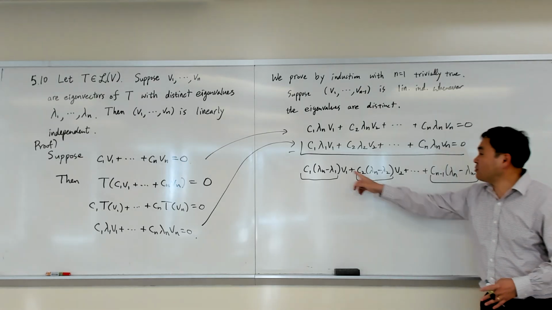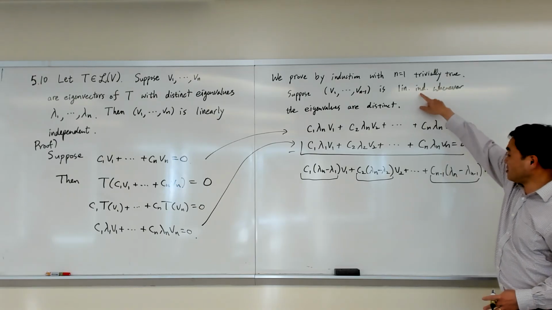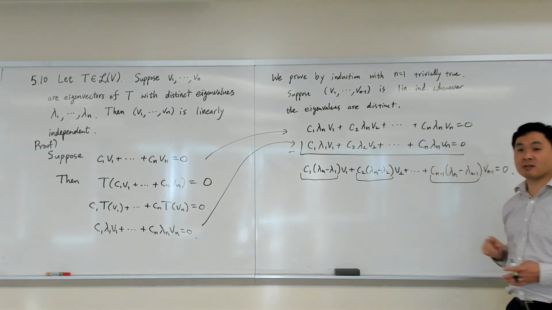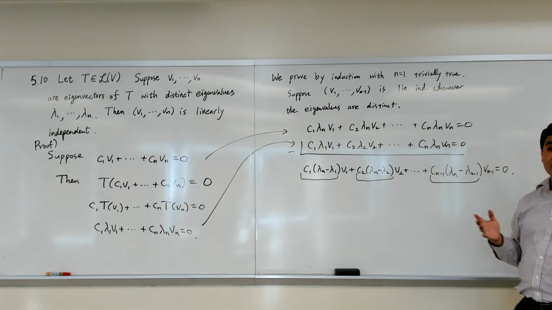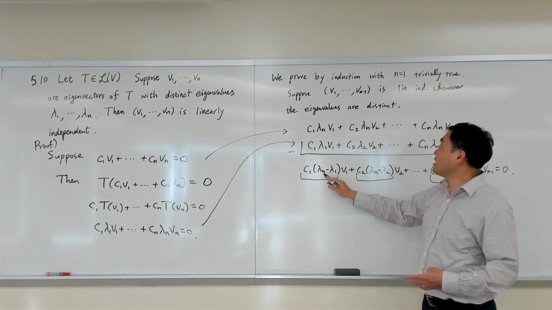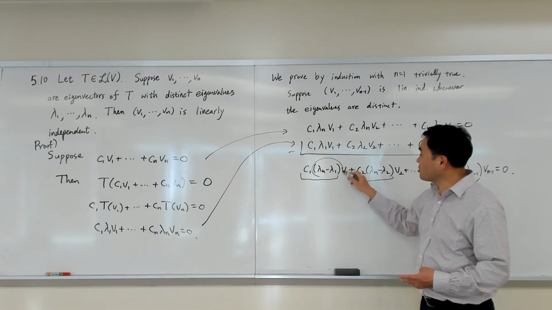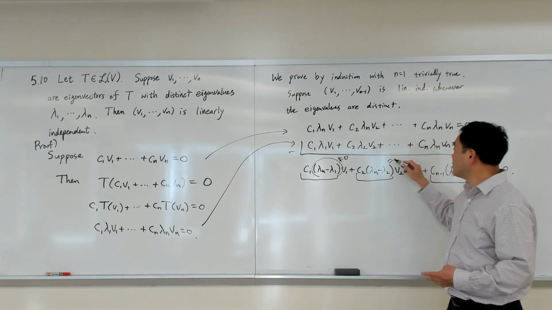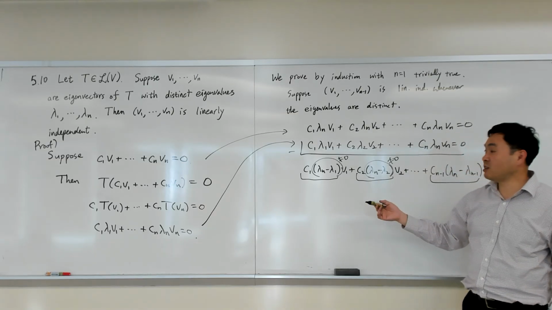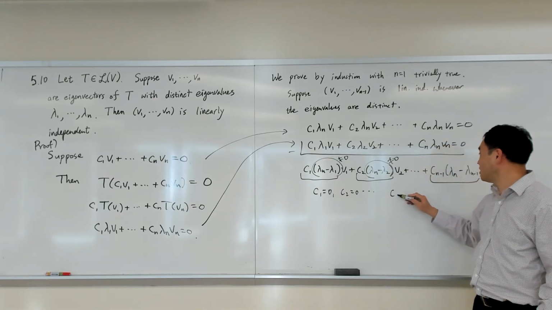And because we know that v1, v2 until v(n minus 1) is linearly independent, because it's a list of length n minus 1, what do we know about these? These must be zeros, okay? But we also know that lambda n is distinct from all of lambda 1 through lambda n minus 1. So these are never 0. So if these are not 0, then what has to be 0?